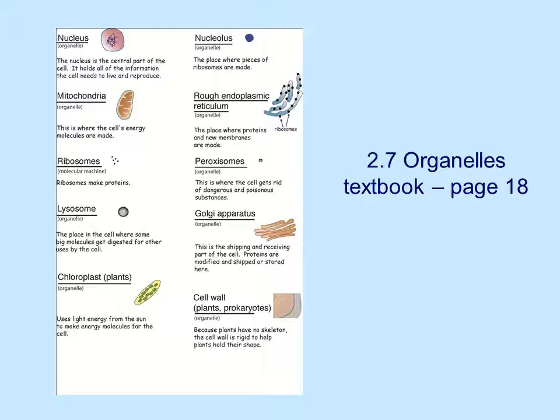Okay, on page 18, this is the table of organelles. It describes the nucleus, the mitochondria, a lot of different parts of plants and animals and protists. So you want to be familiar with what these parts are. We'll be focusing on things like the nucleus. We'll talk about mitochondria. Certainly we'll talk about chloroplasts for plants and for protists. So you want to know what these different parts of a cell are.